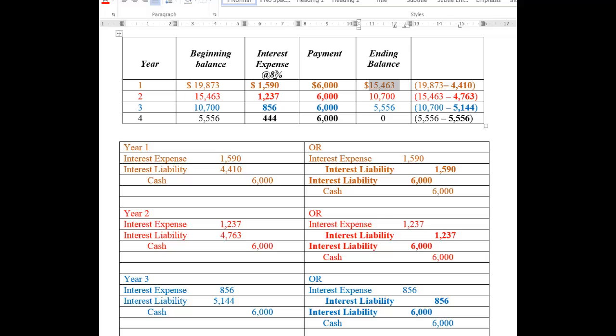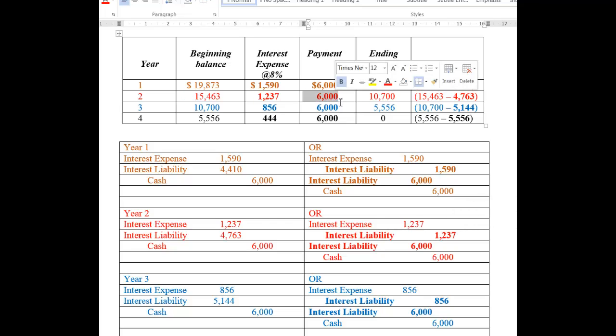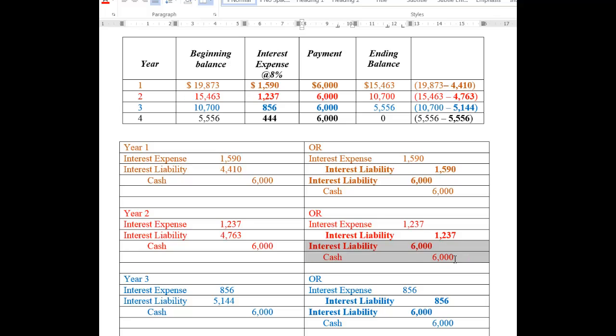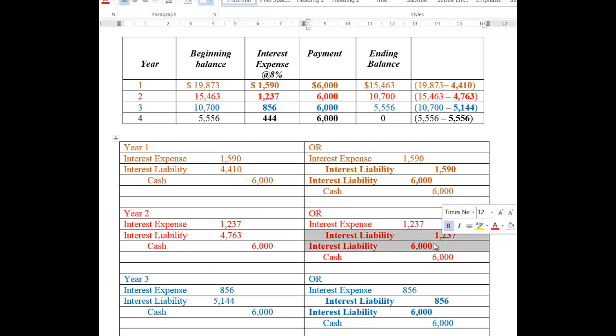And if we multiply that by 8%, we're going to get $1,237. So the difference between that interest expense, which also affects your interest liability, it goes up, and that payment, which makes your interest liability go down, is going to give us an ending balance in the liability of $10,700, because it has the impact here of decreasing your liability at net by $47.63, which is the difference between these two.